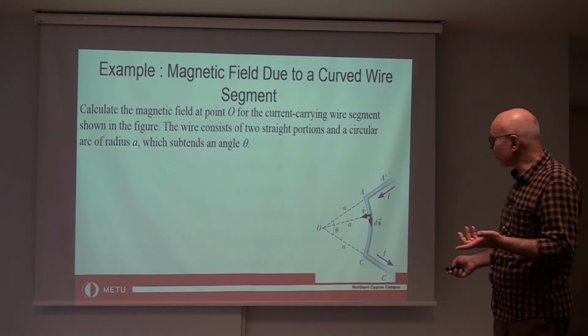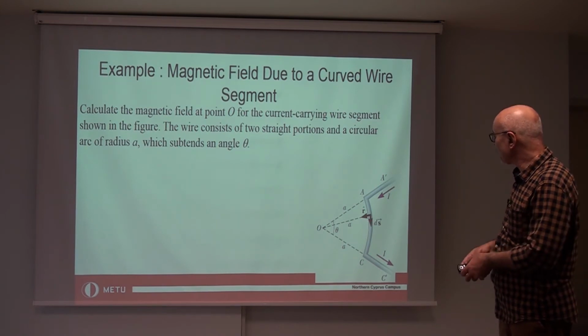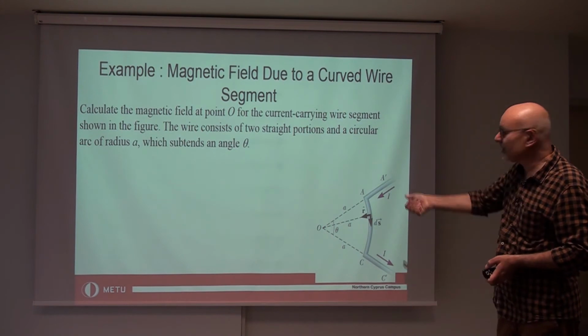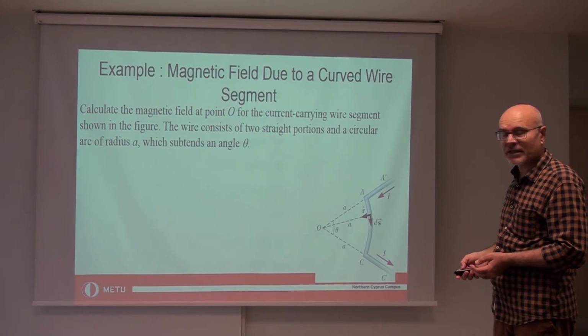So what is the direction in this case of the dB due to this ds? ds is going down, r hat is in this direction, so ds cross r hat is into the page. The right hand rule tells me that it is into the page.